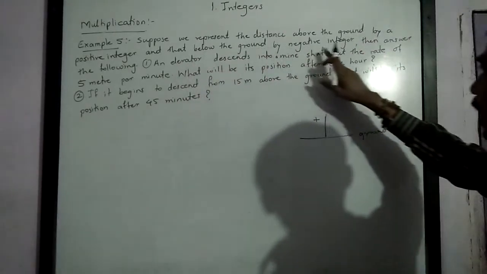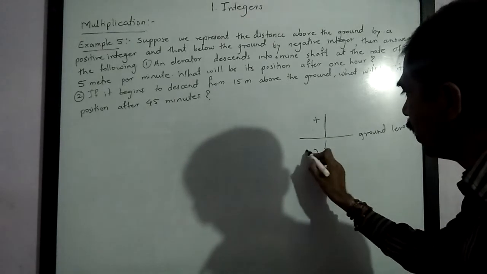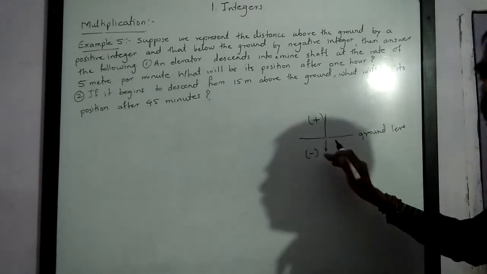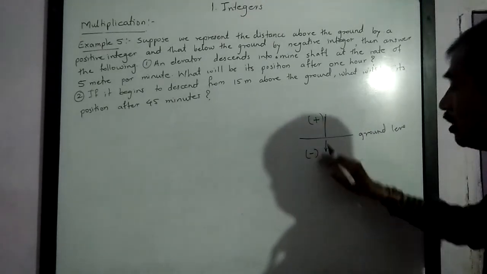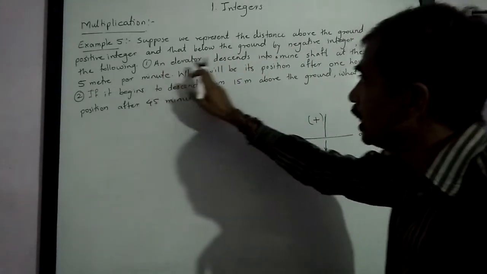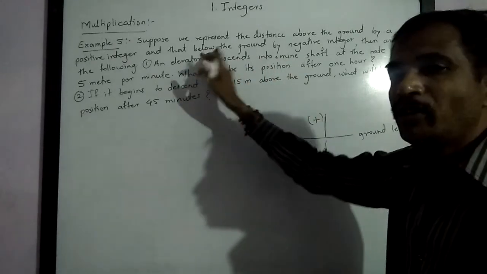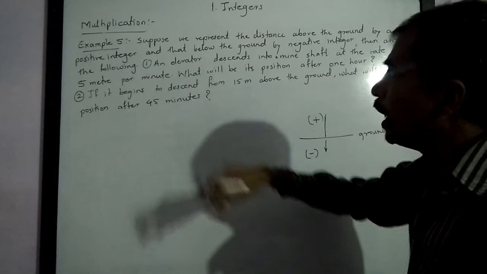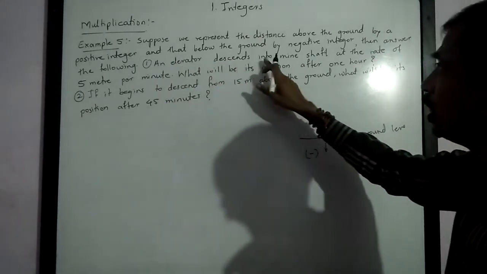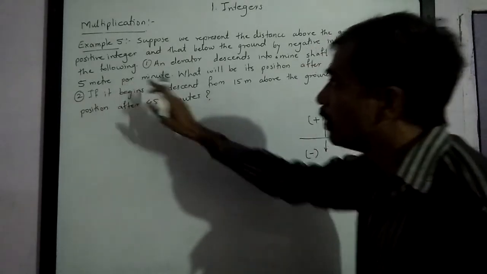And below the ground by a negative integer. This below the ground is represented by a negative integer. So this can be -1, -2 in that way. Now answer the following question. An elevator descends into the mine. It is just like a lift that goes into a well. An elevator descends into a mine shaft at a rate of 5 meter per minute.